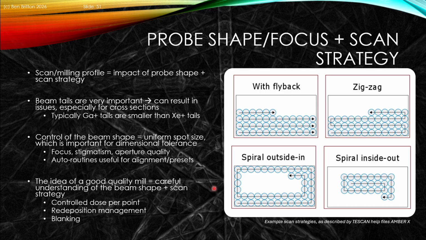Now, one of the strategies that will be important is effectively how you're going to move the beam through the object. So we call this the scan or milling profile, and this effectively is the impact of the probe shape and scan strategy. Given that we know ahead of a hole, material will be ejected forwards and ejected around. So we want to think a little bit, imagine back to sitting on the beach as a child and digging a hole.